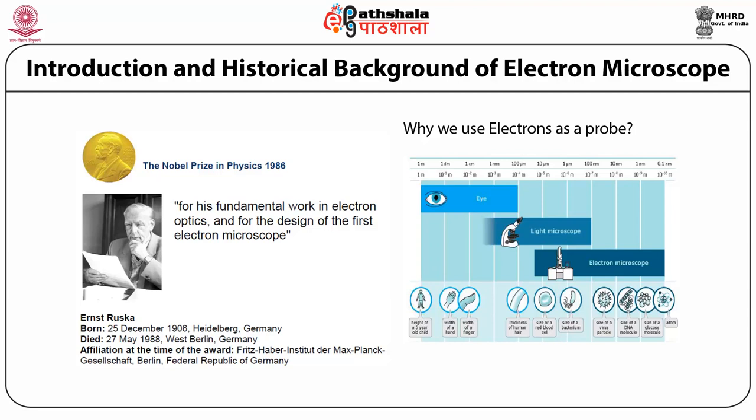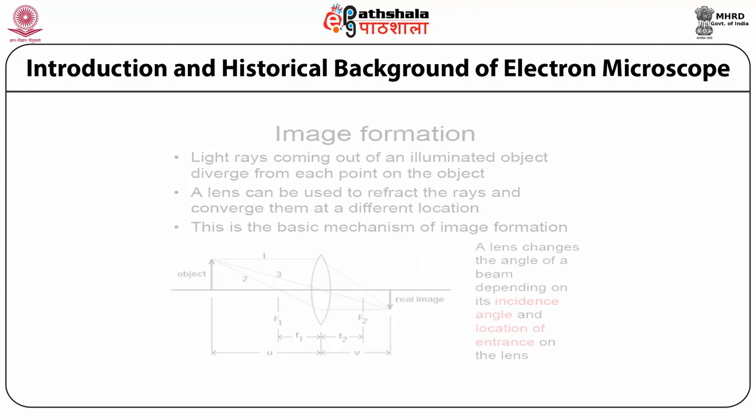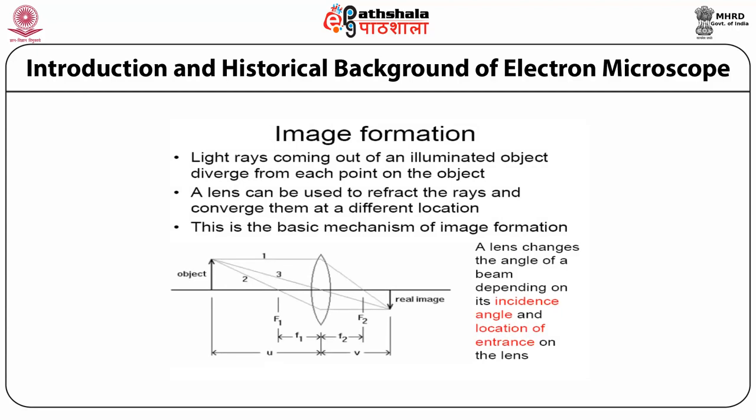Nature has given a beautiful scope to us, which is the eye. The eye is so beautiful that it can very easily focus from smaller distance to longer distance. But the problem with our eye is that it cannot resolve less than 0.2 millimeter. And therefore, scientists have developed a new microscope, which is known as light microscope or optical microscope, where the resolution is around 0.2 micrometer. This all happens where the source is visible light.